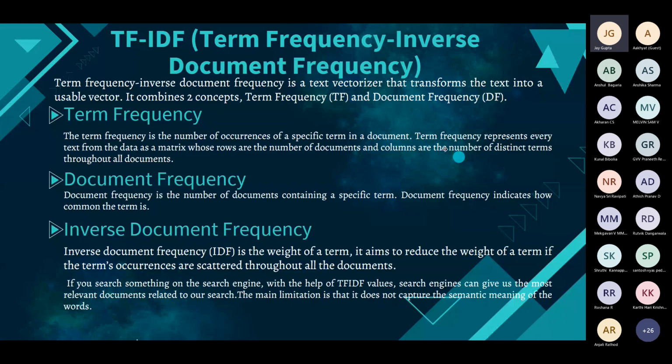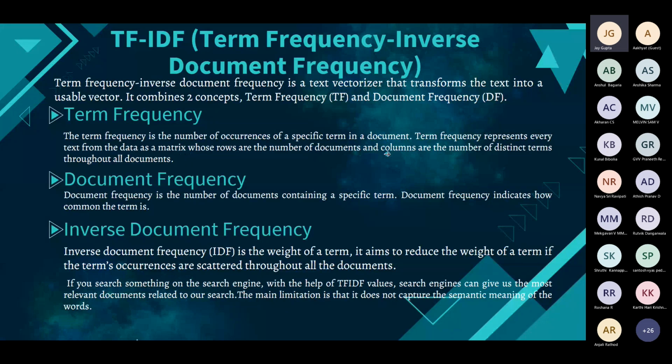There is one more thing called term frequency-inverse document frequency, TF-IDF, which is also used to represent words in terms of vectors. So what is term frequency? For example, let's say we have different documents, and different documents have different words. Term frequency is the number of occurrences of a specific term in a document.